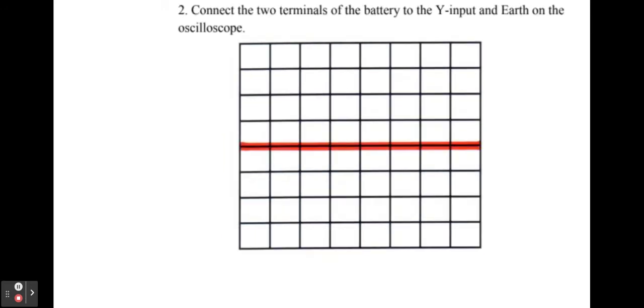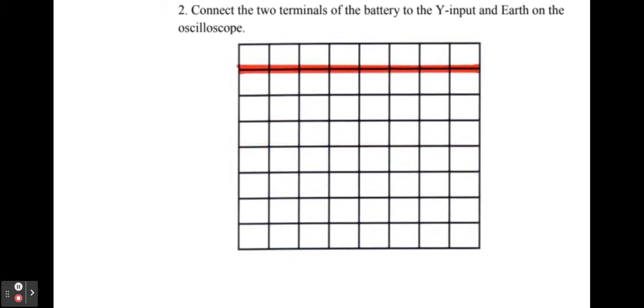Now, if we connected the two terminals of the battery to the Y input and the earth of the oscilloscope, what would happen is that line would move from the middle up towards the top. That indicates that there is a steady current, but it's now no longer zero, it's a steady current in a particular direction.